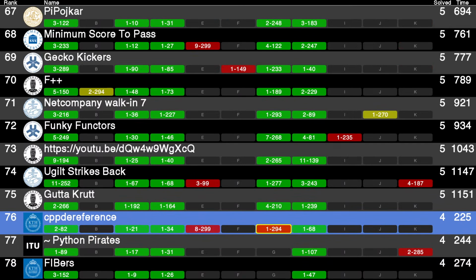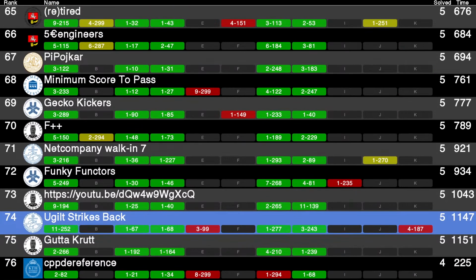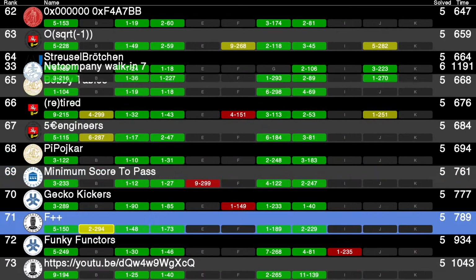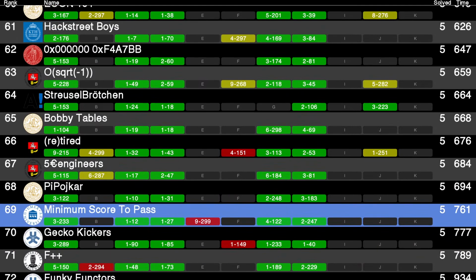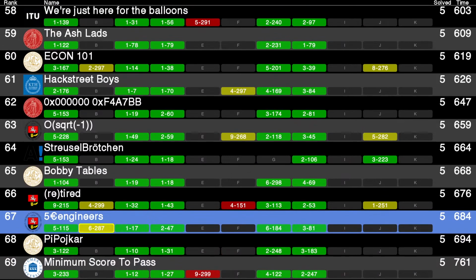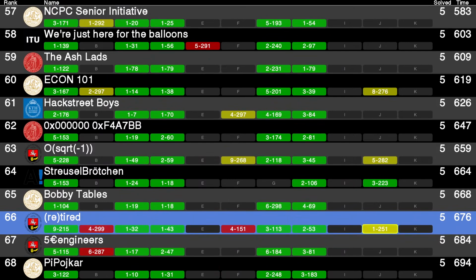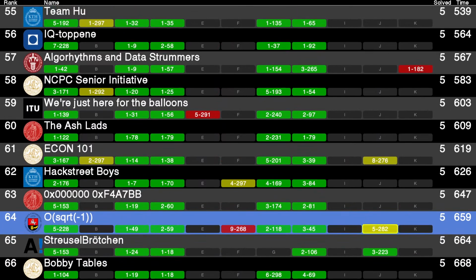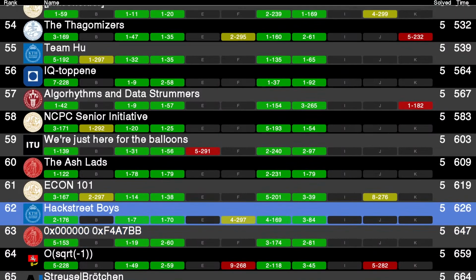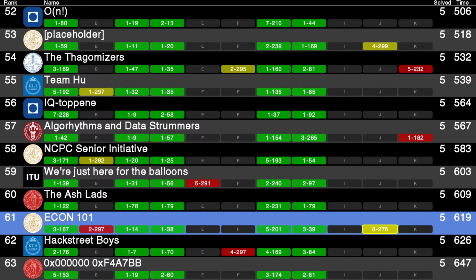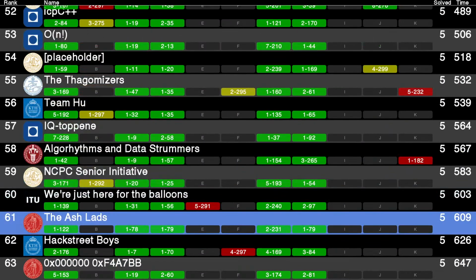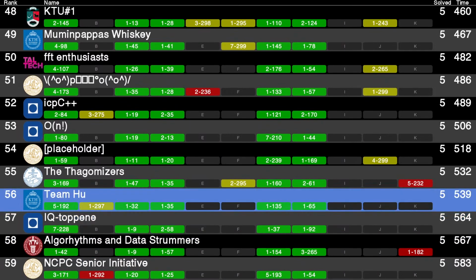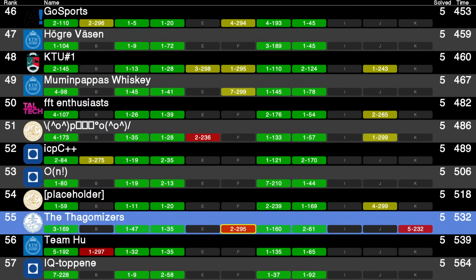Python pirates. CPP the reference. Didn't get anything in the last hour. Funky Functors are finished. Netcompany walk-in 7 gets one more accepted. F++. And here we have a lot of finished teams. 5 Euro engineers. And retired gets one accepted. Bobby tables is done. O of square root of -1 didn't get anything in the end. Hex Street Boys. Econ 101. Ash lads. We're just here for the balloons. NCPC senior initiative. Algorithms and data drummers.